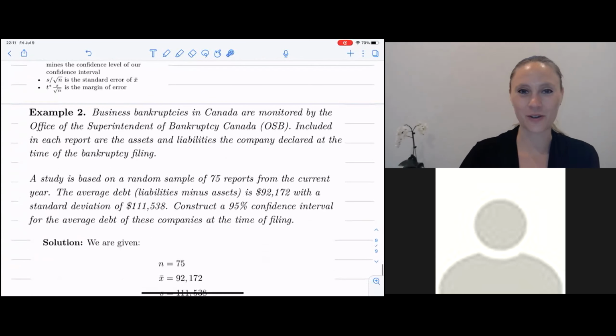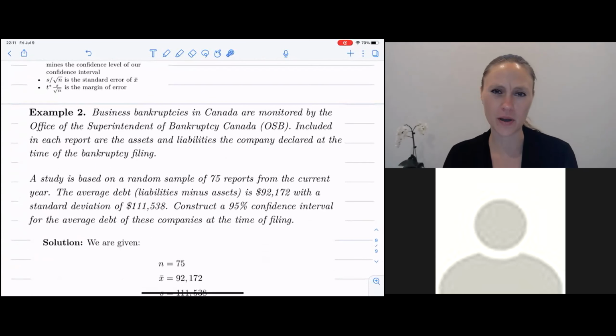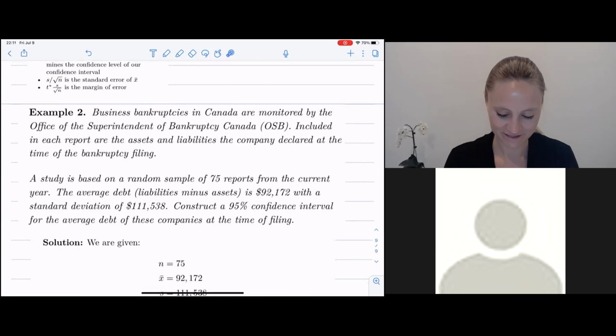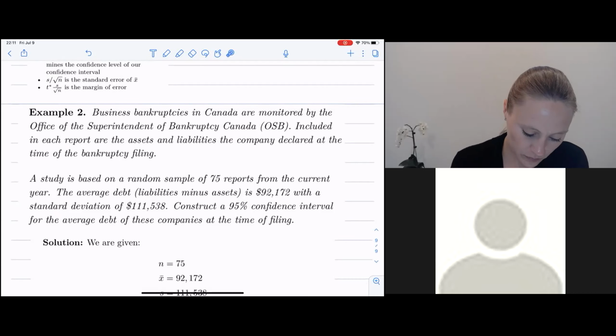I realized I forgot to tell you to pause it, but hopefully you let yourself do that anyways. So let's read the question and then I'll give you a moment to pause it and work through it and try to see how much of it you can tackle on your own, and then we'll work through the solutions together.